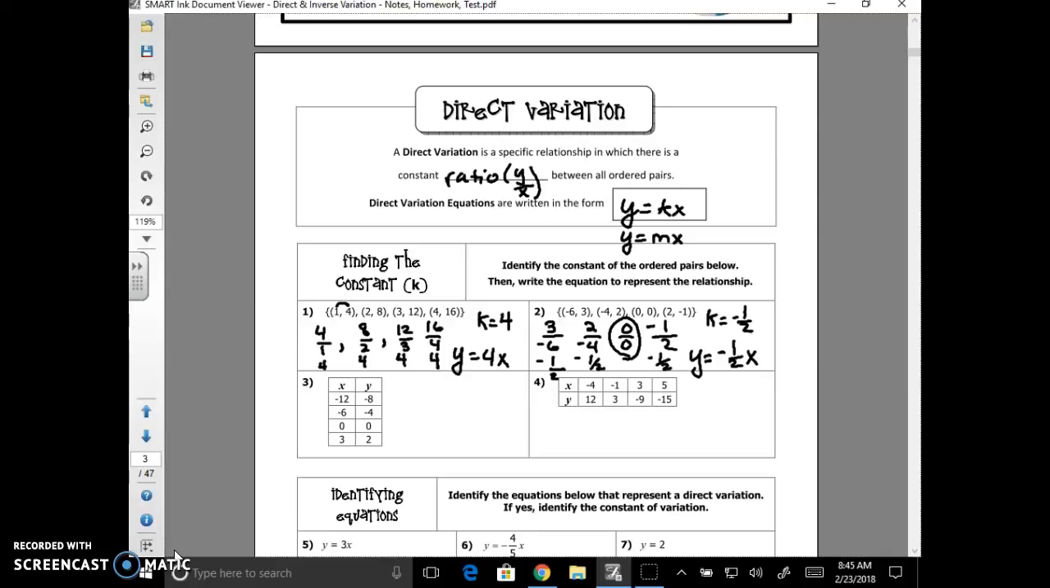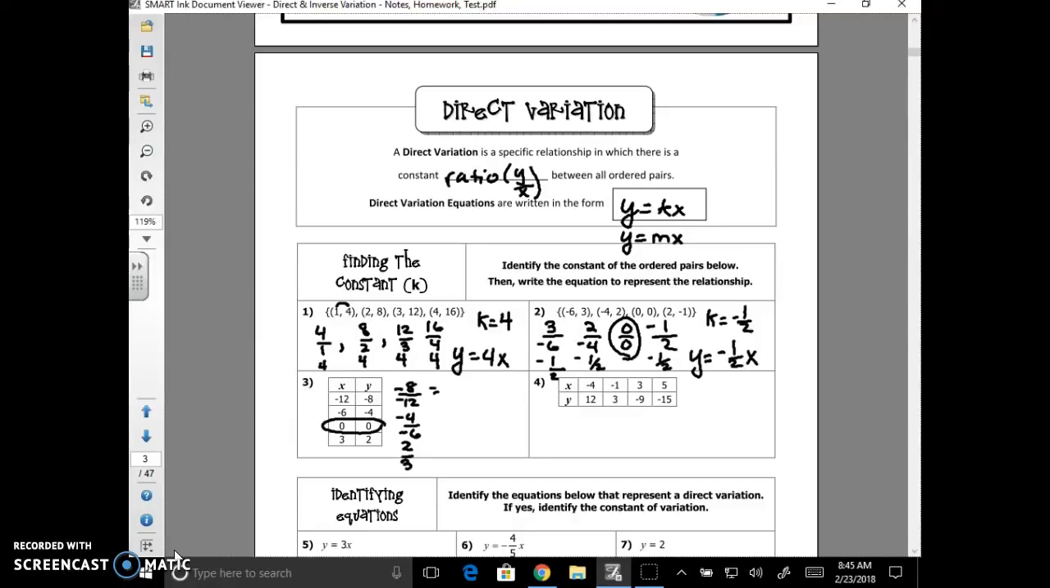Again, if you type that in, y equals, and type in negative 1/2 x, hit second graph, you will see every single ordered pair show up. Let's take a look at this one. It's y over x. So we're going to say negative 8 over negative 12, negative 4 over negative 6, 0, 0 is an indicator, it's direct variation, and 2, 3.